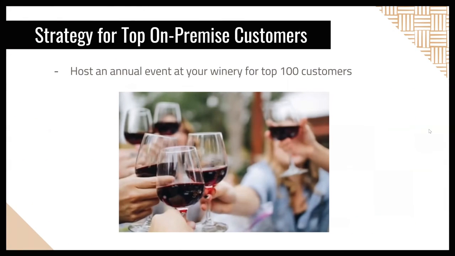For those who mainly shop on-premise, their buying behavior is different, and your marketing strategy should reflect that. These are the customers who shop for the experience, not just the wine itself. For them, the winery should consider hosting an annual event for the top 100 customers. This can be something direct marketing can mention all year and incentivize people to purchase in order to be included in this inclusive and well-renowned event.